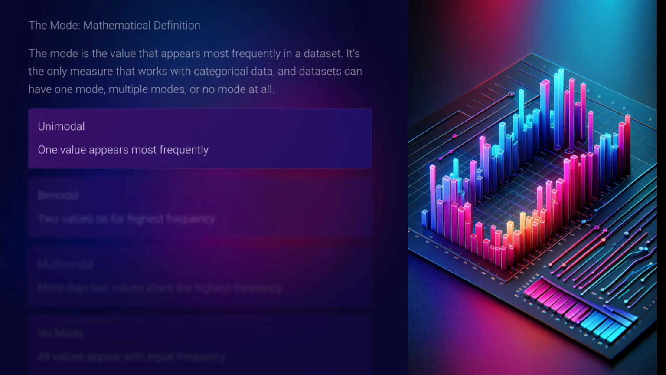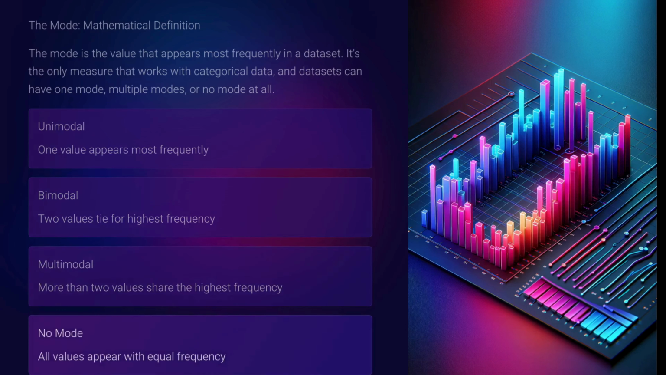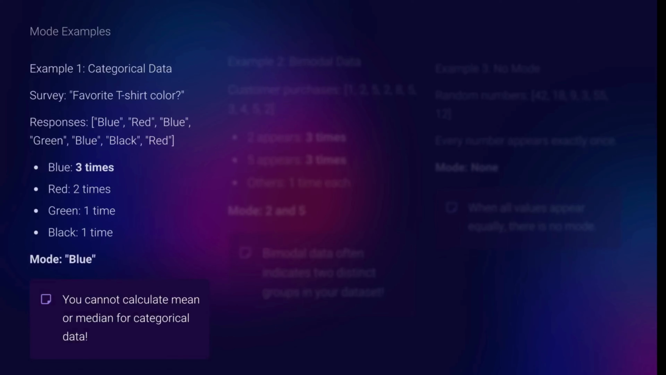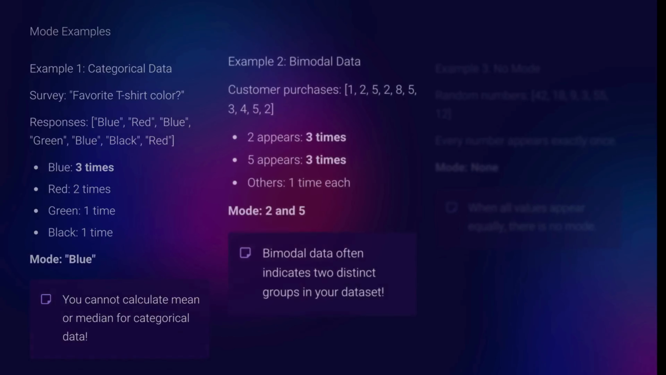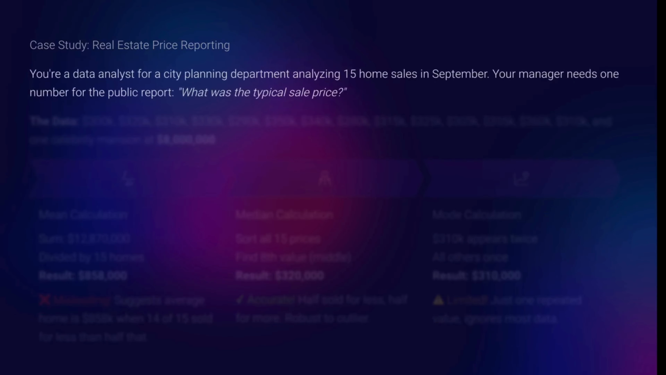Now, this is unimodal. One value appears most frequently. Bimodal. 2 values tie for highest frequency. Multimodal. More than 2 values share the highest frequency. No mode. All values appear with equal frequency. Now, these are the examples for mode. You can probably pause the video and check this problem out. This is for categorical data, bimodal data, and no mode data.